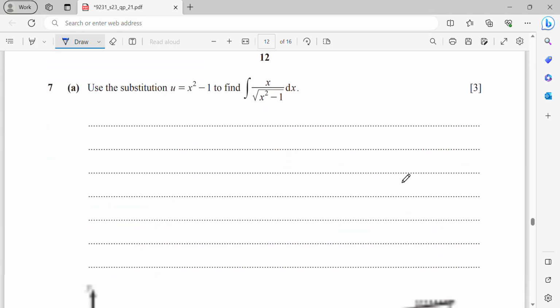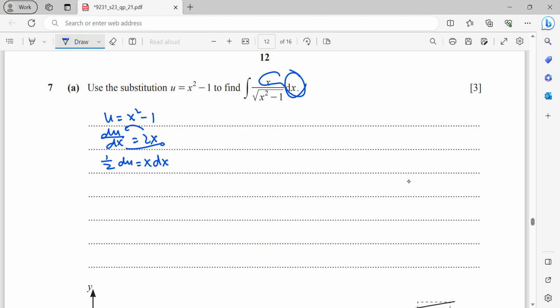Now question 7. Use the substitution to find this integration. So your u equals x squared minus 1. I need to get dx. So du over dx is 2x. Look at here, this is the x dx, so I will just group the x dx. I move up the x, these two I move down, so it will be half du.